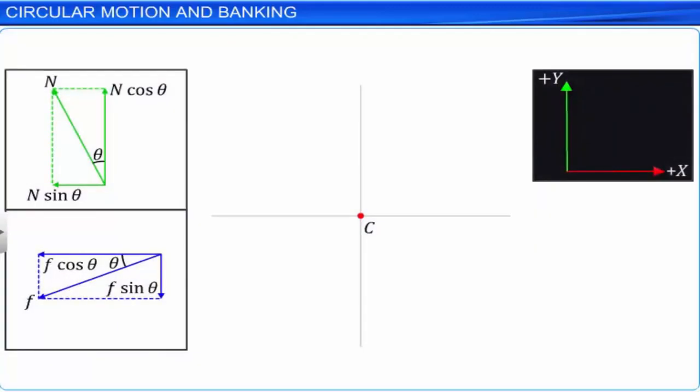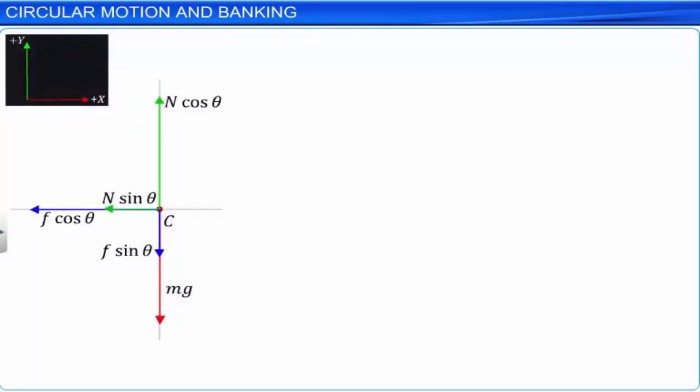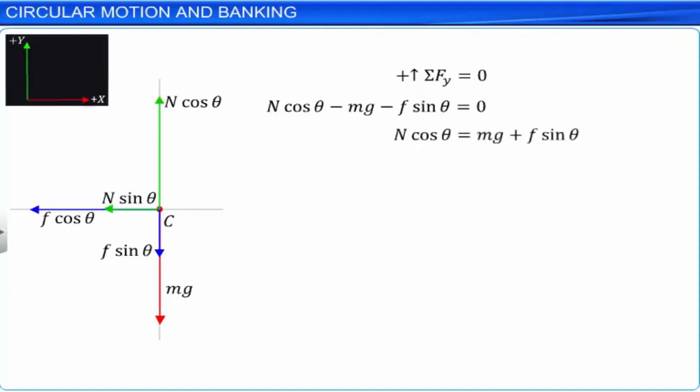We can represent all the components of all the forces at a point C, along with the weight mg as shown. As there is no motion of the car in the vertical direction, the net force acting along the y direction is equal to 0. Or N cos theta minus mg minus F sin theta is equal to 0. This implies N cos theta is equal to mg plus F sin theta. Let us call this equation 1.